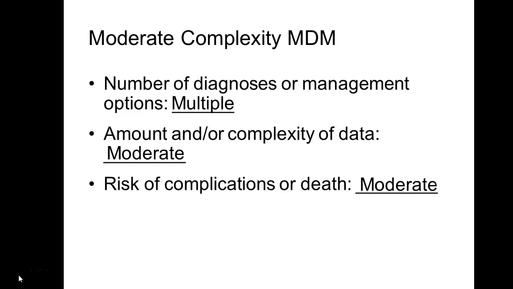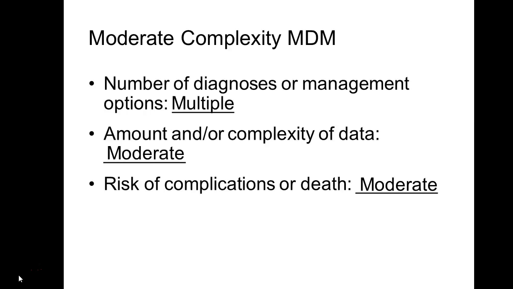Moderate complexity is when we're getting to multiple diagnoses or management options. When we're talking about management options, think about things like diet and exercise. Also, think about whether someone needs to have a treatment versus a surgery. Those are all part of management options. So it's a combination of diagnoses and/or management options.